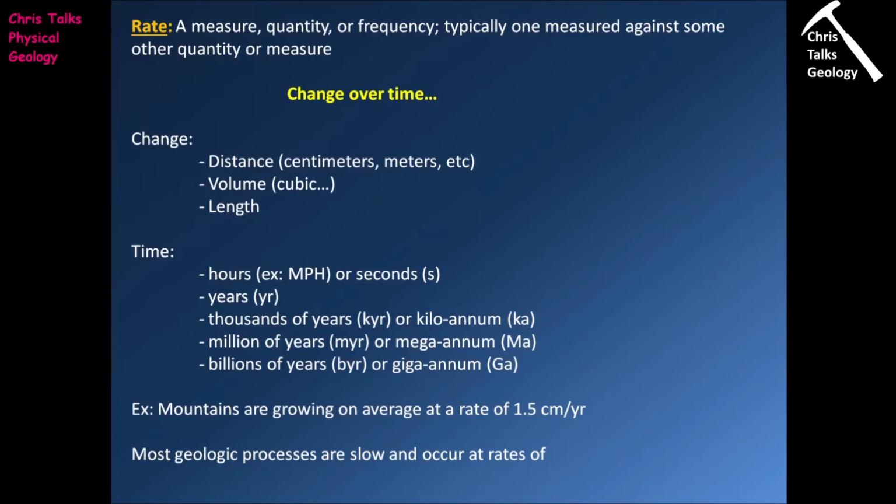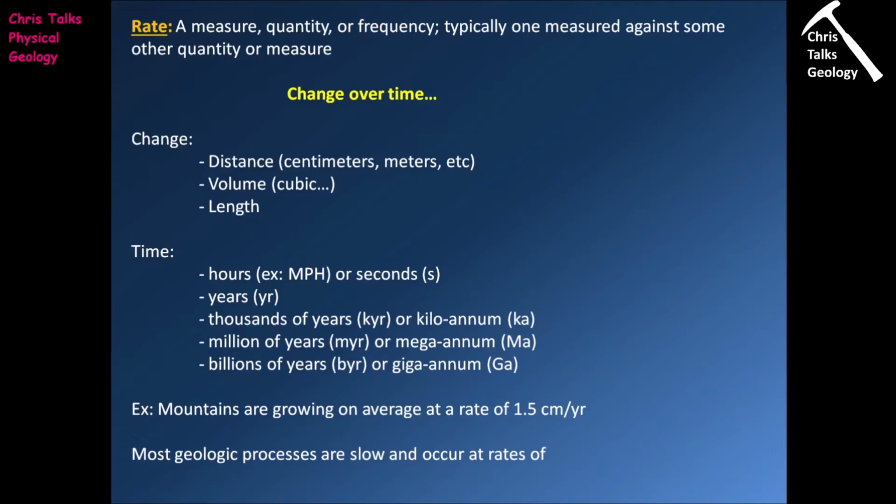So the first thing we're going to think about is rate. Rate is a measure of a quantity or frequency typically measured against some other quantity or measure. So the classic example in geology is change over time. So we would describe things like how a mountain range will grow at a set rate, be it centimeters a year or millimeters a year, or centimeters every million years.